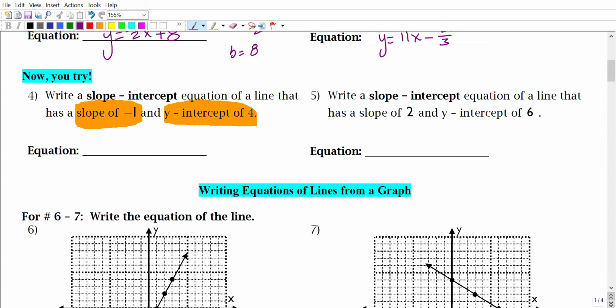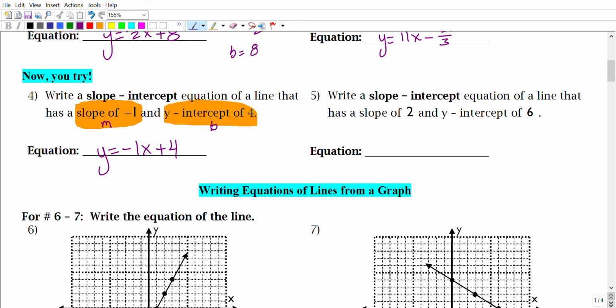So this -1 is my slope, so it's my m. This 4 is my b, it's my y-intercept. So I write y equals -1x plus 4. Simple as that. Nothing too crazy.